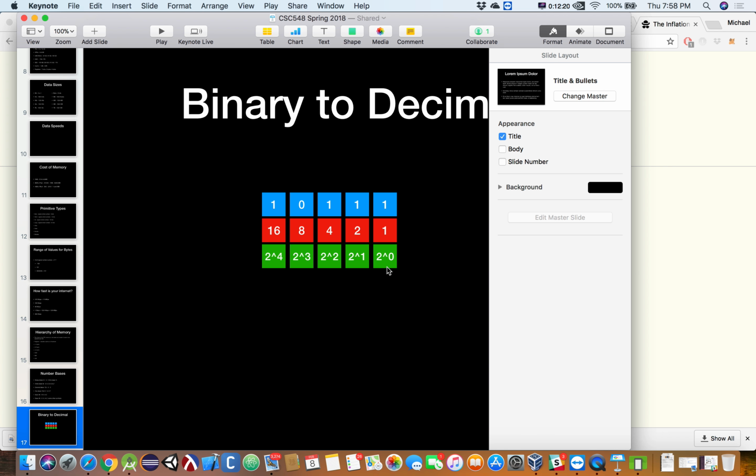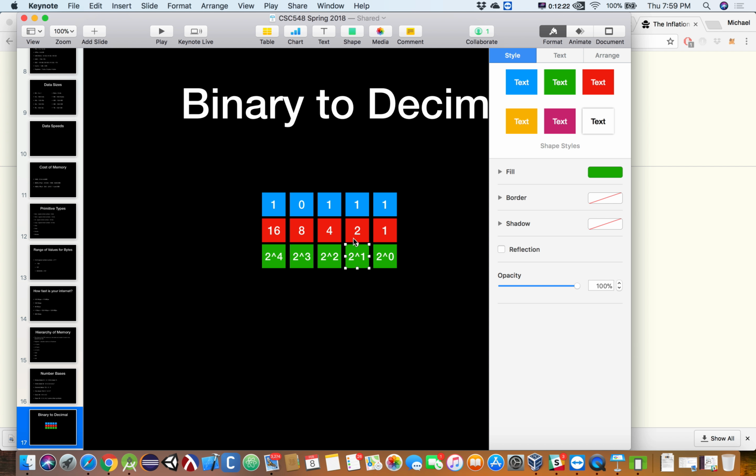So 2 to the 0th power is a 1. 2 to the first power is a 2. 2 to the second power is a 4. So on and so forth.